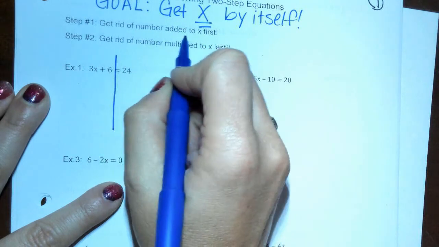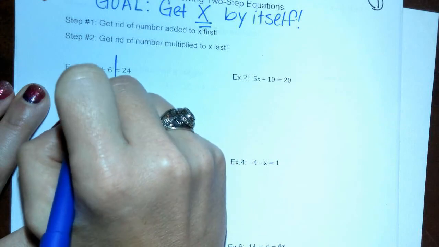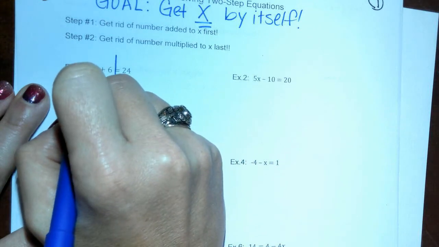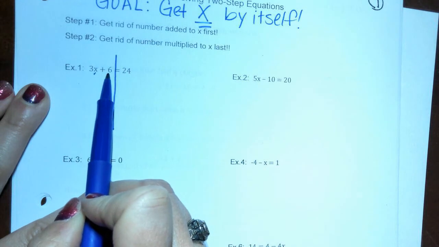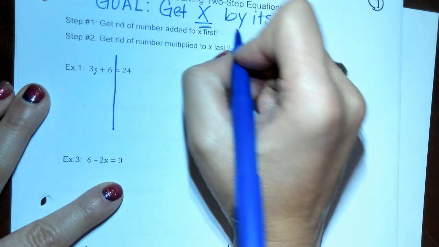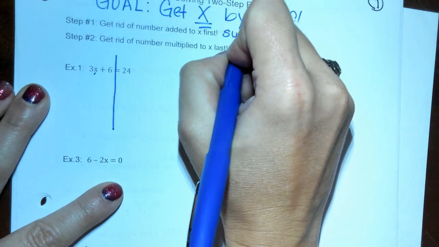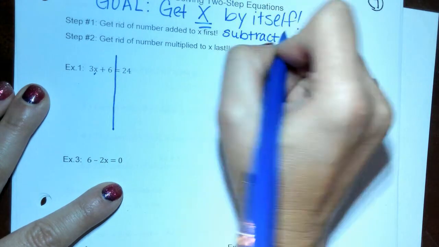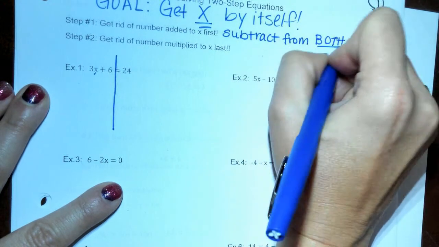So get rid of the number added to x first. What number is added to the x term? It's added. It's not 3. 3 is multiplied. But which number is added to the x? It's actually the 6, right? So the 6 is added to the x. How do we get rid of something that is added? We're going to subtract it from both sides. That's key.